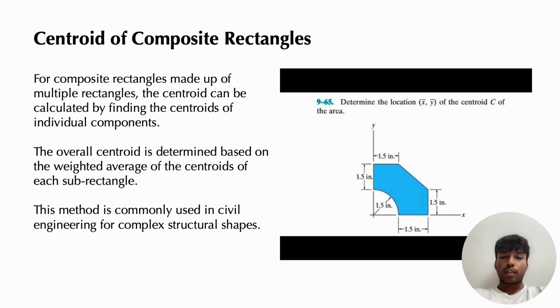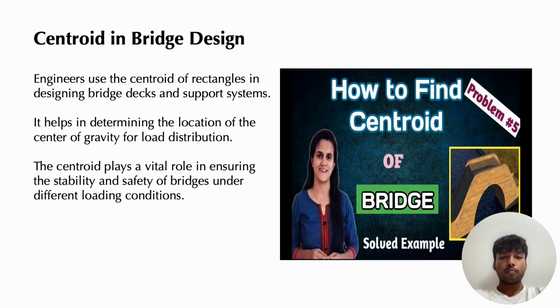Centroid of composite rectangles. For composite shapes made up of multiple rectangles, the centroid can be calculated by finding the centroids of individual components. The overall centroid is determined based on the weighted average of the centroids of each sub-rectangle. This method is commonly used in civil engineering for complex structural shapes.